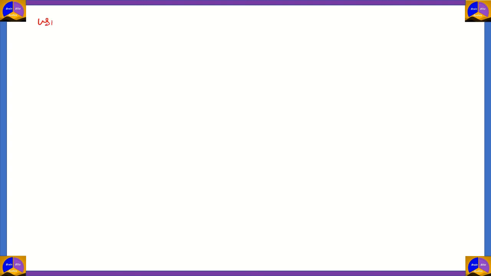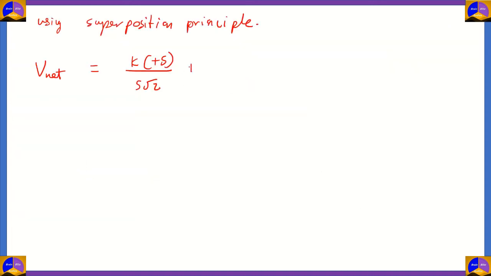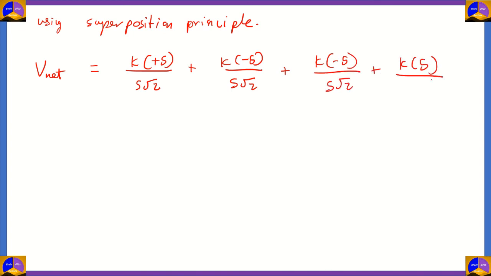So using the superposition principle, basically the superposition principle states that the net quantity of electric potential or the magnitude of electric field at a point is equal to the sum of all the individual contributions at it. So V net can be written as K times plus 5 divided by 5 root 2, because we're starting from here. So this is A, this is B, this is C, this is D. So we're starting from A, moving towards B, then C, and then finally D. Plus K times, at B it's minus 5 divided by 5 root 2, plus K times at C it's again minus 5 divided by 5 root 2, and then at D it's plus 5 divided by 5 root 2.